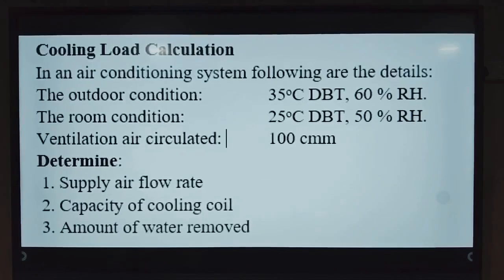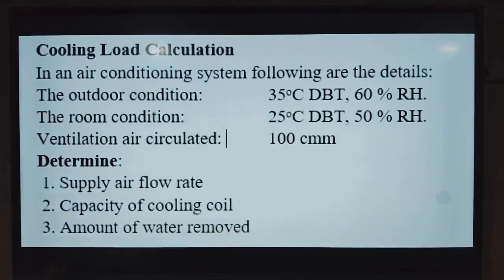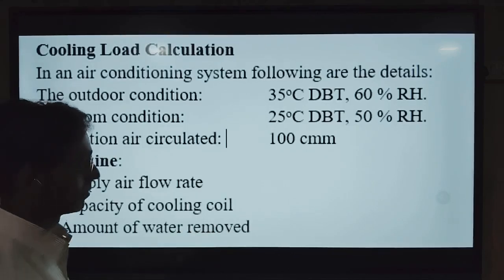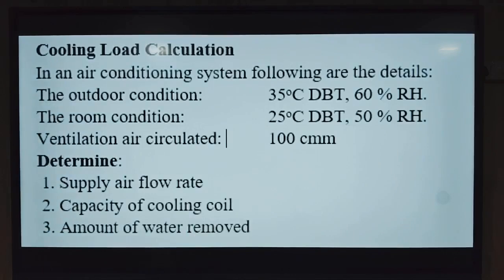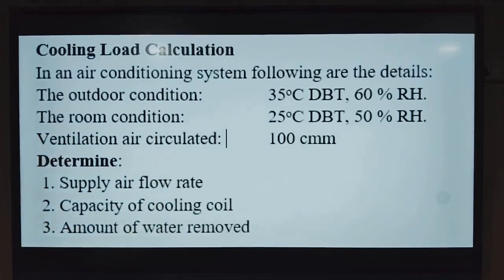So in this way, we have a methodology for the calculation for the given statement. The supply air flow rate, that is the mass flow rate m dot a, we have calculated. The capacity of the cooling coil either in kilowatt or ton of refrigeration, and the amount of water vapor removed in kilogram per second. So these three values we have determined under the title cooling load calculation with the help of psychrometric chart.